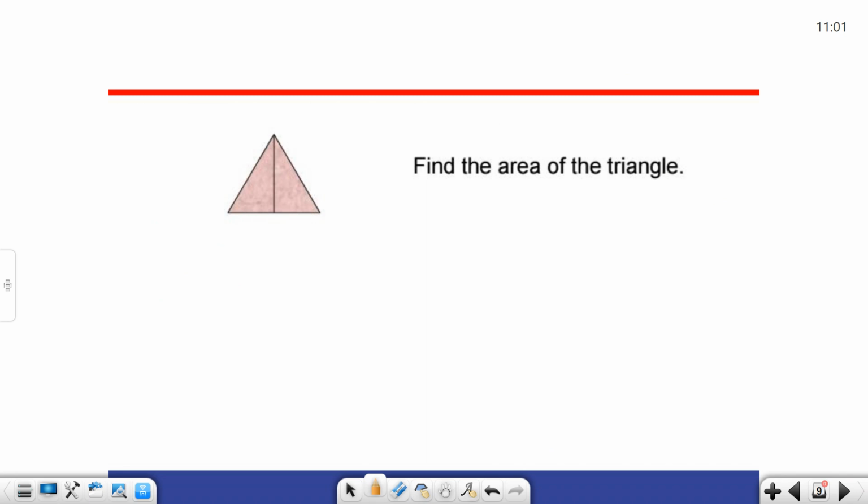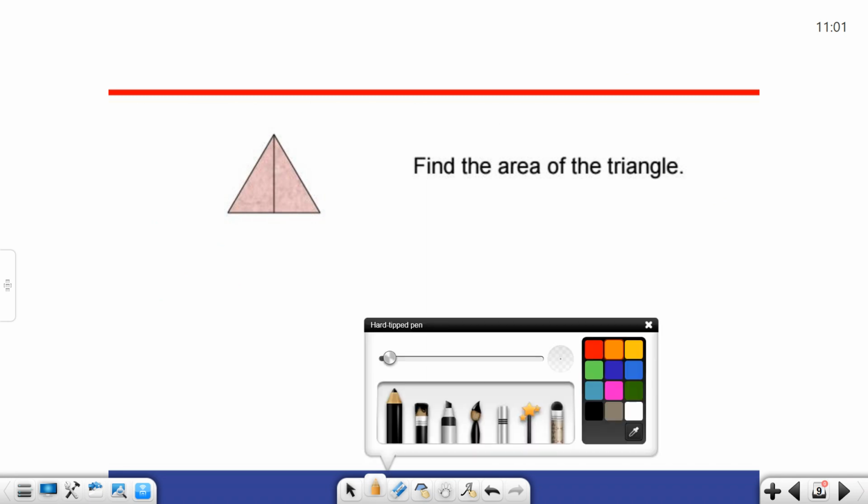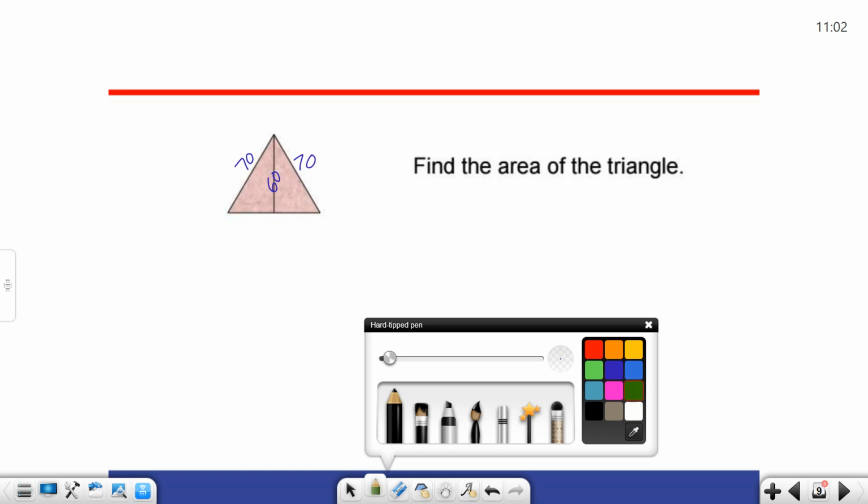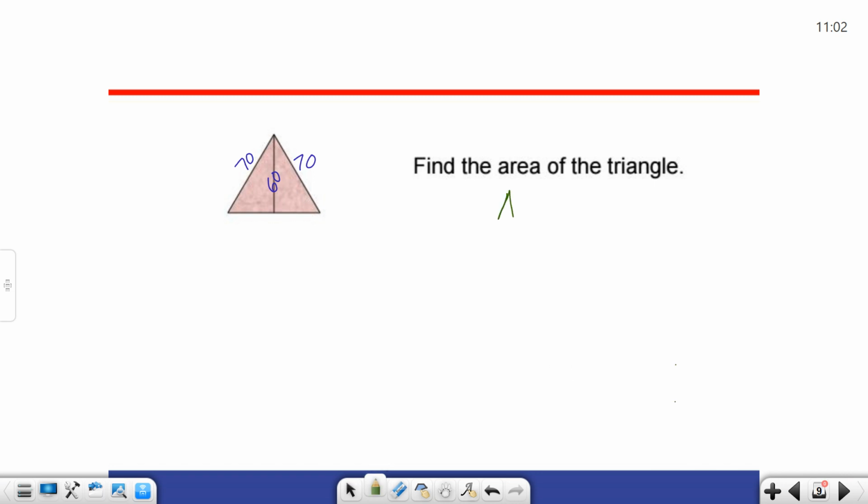All right, so then in this one, the values that are given, this is 60, and this is 70, and this is 70. That's what's going to be given to you. This is the area of a triangle. So remember the area of a triangle is 1/2 base times height. The good thing about this one is I already have the height. That's the height right there. So this is going to be 1/2 base times the height. Now I just have to find the base.